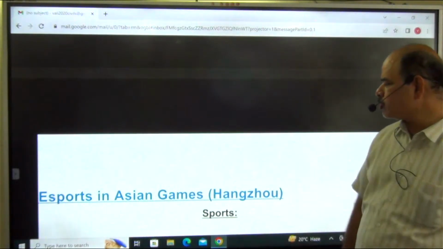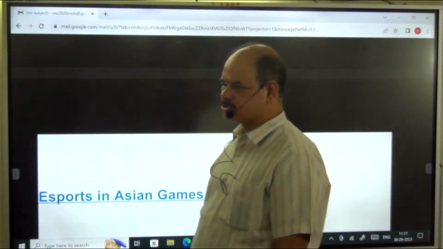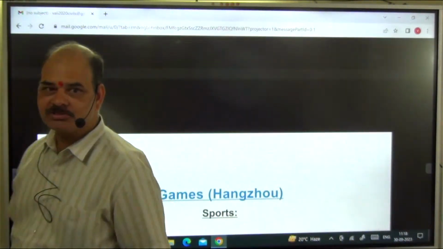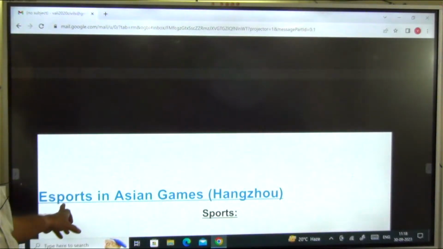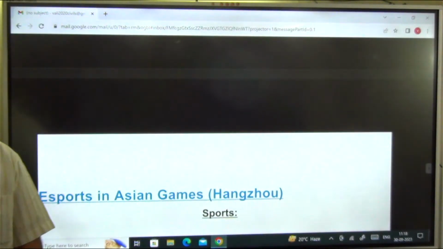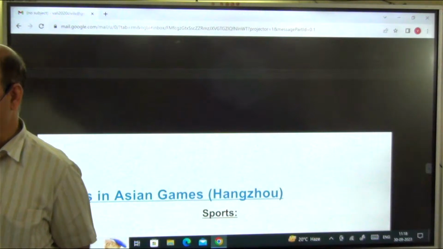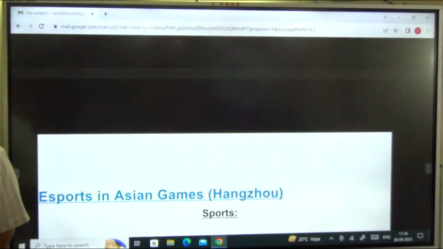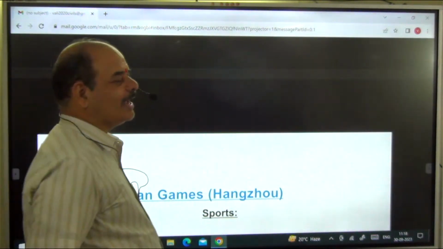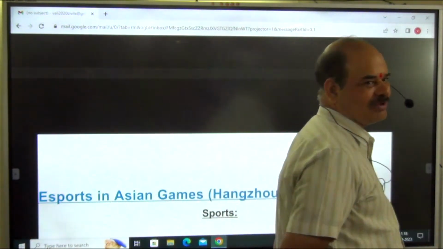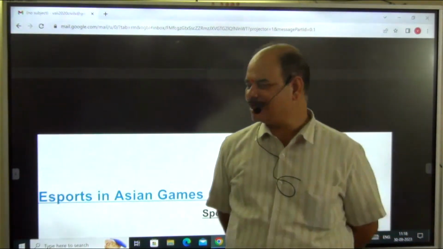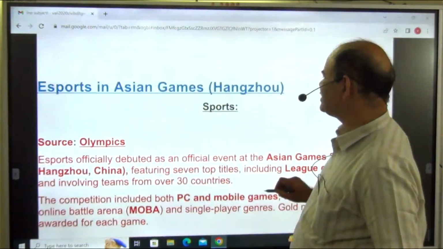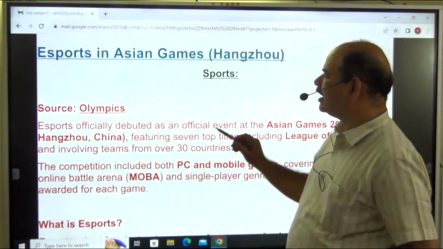What is esports? You know, playing games on the cell phone, playing games on the personal computer. Even in the Asian Games they have initiated that. Esports in the Asian Games, Hangzhou.